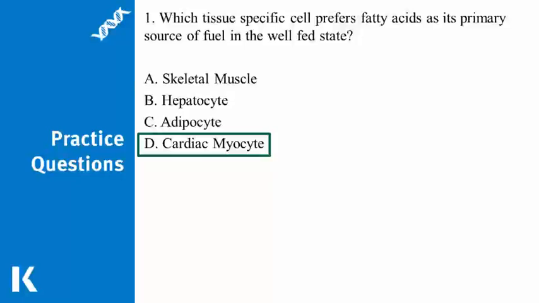C is incorrect because adipocytes also utilize glucose in the well-fed state. However, these cells do take in fatty acids during the well-fed state, but that is done for the synthesis of triacylglycerol molecules and not for their utilization for energy.